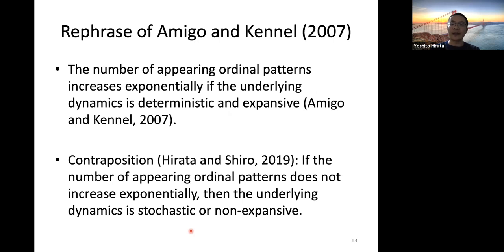Here, expansive means that the distance between two points will be separated by more than a certain distance if we iterate these two points. Therefore, we can check this expansiveness easily by looking at the recurrence plot, which I will introduce later. So if we show that the underlying dynamics is expansive and has non-exponential growth, then the only possibility is stochasticity. This is the logic we would like to use.